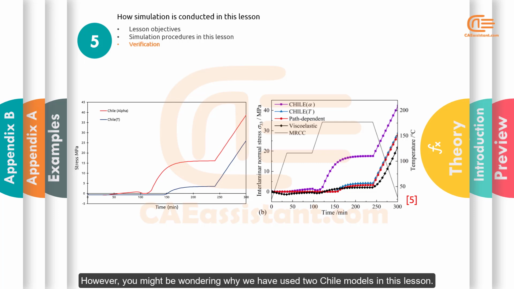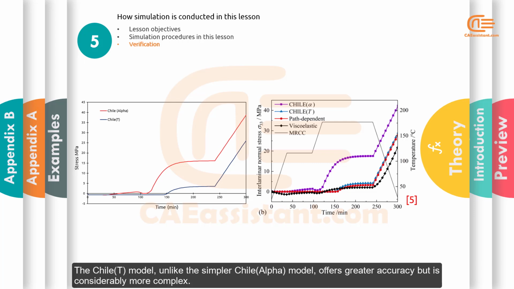However, you might be wondering why we have used two Chile models in this lesson. The answer lies in the diagram on the right side. While the Chile alpha model is simple, it diverges from the viscoelastic solution. Hence, we utilized it solely to write a basic UMAT subroutine for educational reasons. The Chile T model, unlike the simpler Chile alpha model, offers greater accuracy but is considerably more complex.